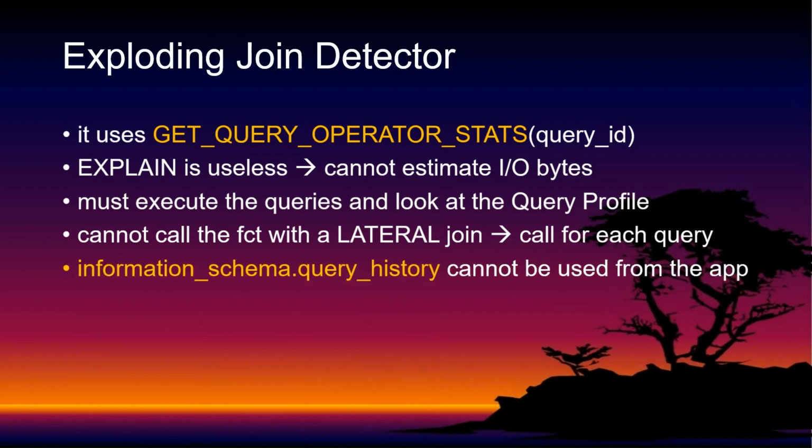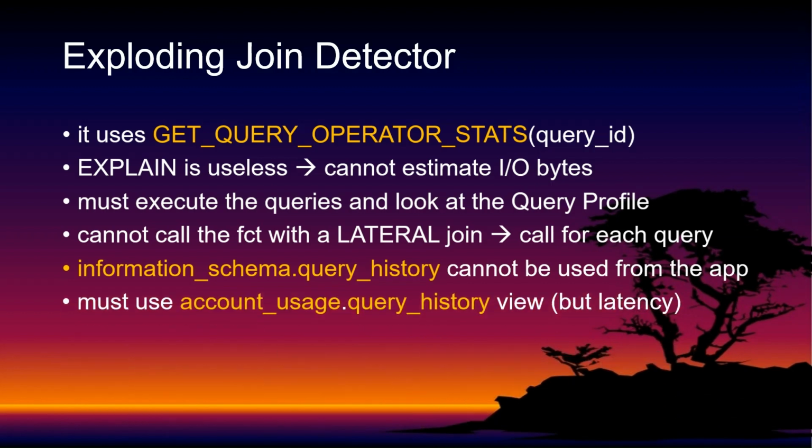Information schema query history cannot be used from the app. That's a different problem. That's a limitation with Streamlit apps, and that's why we must use the account usage query history view. But this comes, remember, with latency. However, more queries are saved there. But be careful, because your query will parse a large amount of data.